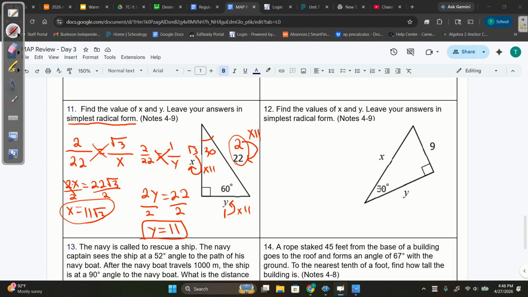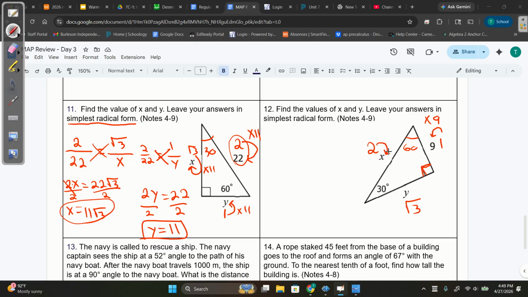This is another 30, 60, 90 triangle. And like we talked about earlier, the smallest side is originally a 1, the hypotenuse was originally a 2, and the long leg was originally square root 3. To go from 1 to 9, we multiply by, hopefully you said 9. So I can apply that same scale factor to each of these.